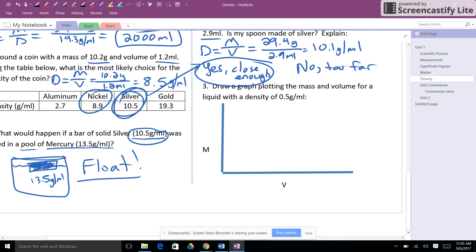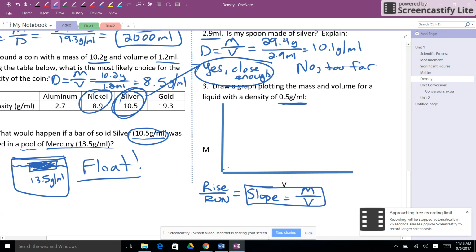Okay, for this last little practice 2, really think about what is density. So draw a graph plotting the mass and volume for a liquid with a density of 0.5 grams per milliliter. So I want you to think about in math, what is rise divided by run? Think about that for a sec. I think in math we say rise divided by run is the slope. And if we look at that, the rise is the mass and the run is the volume. Oh, look at that. The slope equals the density.